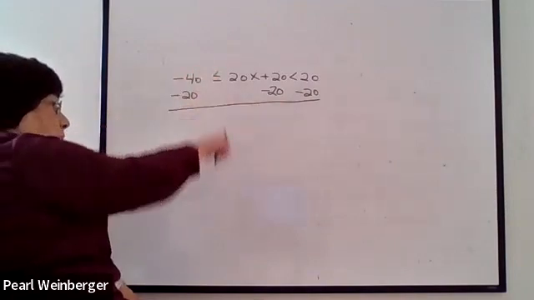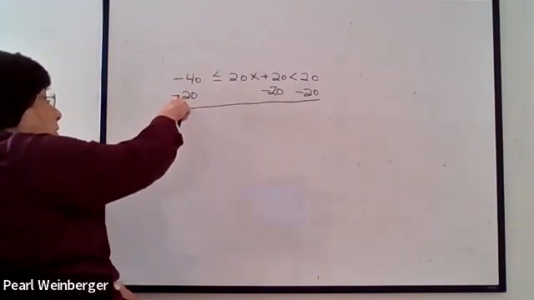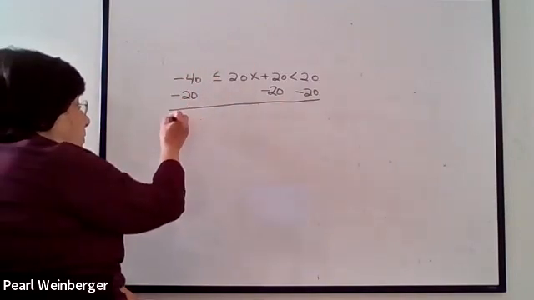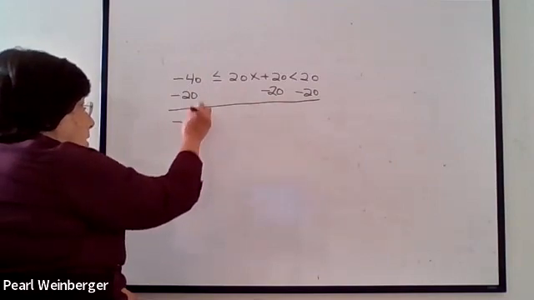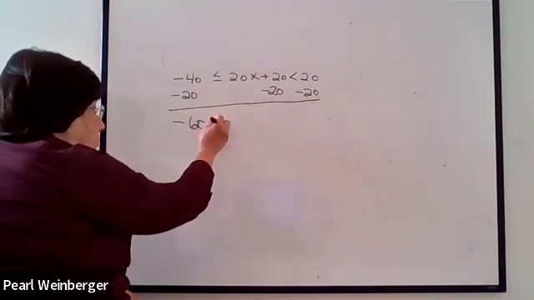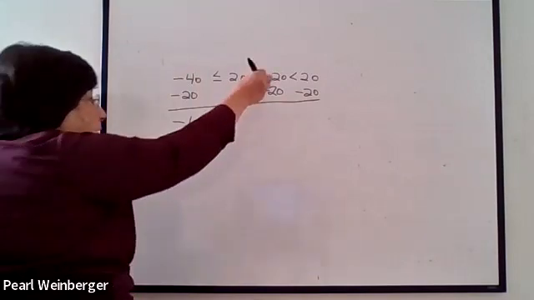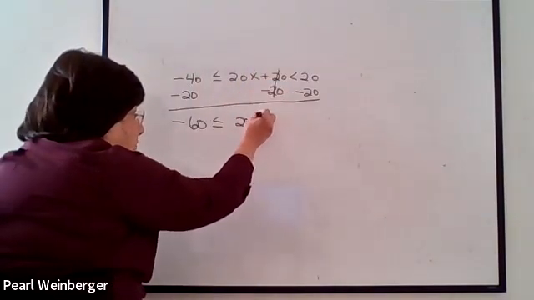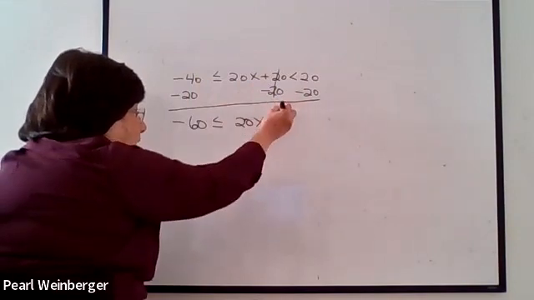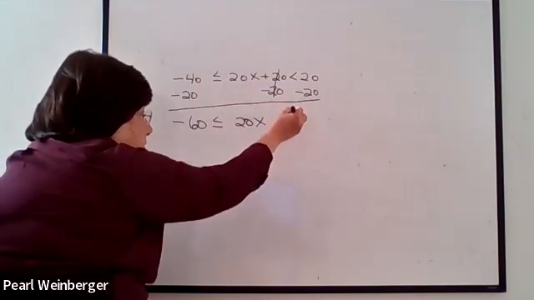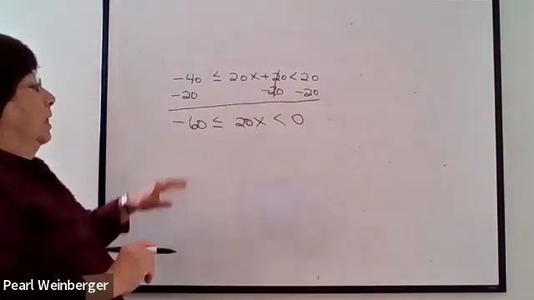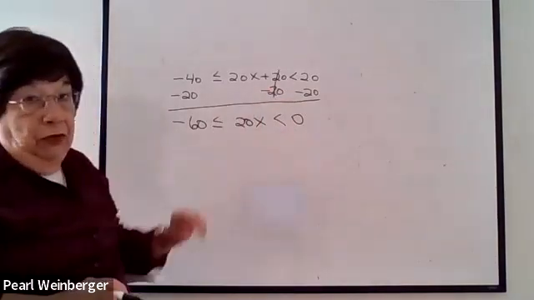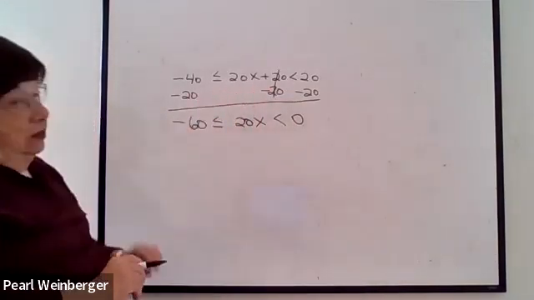Okay, now I just follow through. Negative 40 minus 20 gives me negative 60. This stays less than or equal to. This 20 drops out, so I'm left with 20x. And here I have less than, and 20 minus 20 is 0. So I'm further along because the middle is getting simpler.